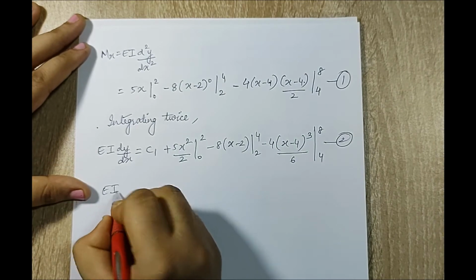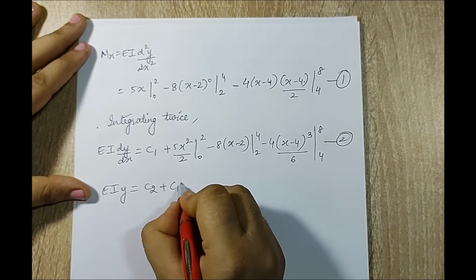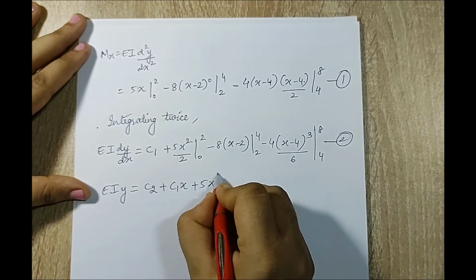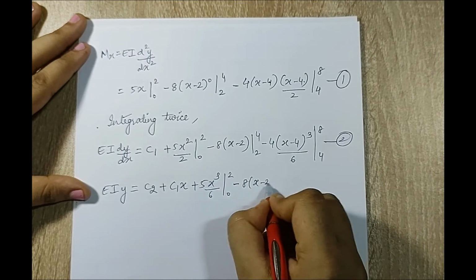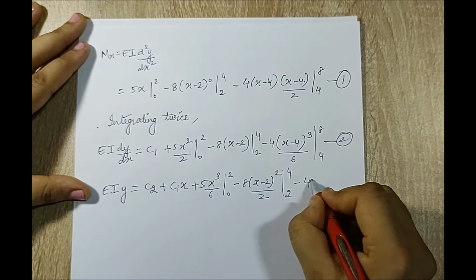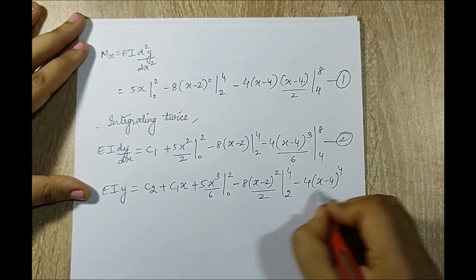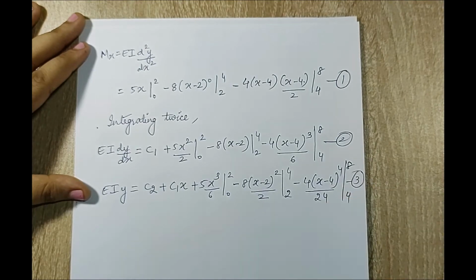Again, if I integrate, I get EIy is equal to constant of integration C2. This will be C1 into x plus 5x cube upon 6 from 0 to 2 minus 8 into (x minus 2) square by 2 from 2 to 4, and last term will be (x minus 4) raised to 4 upon 24 from 4 to 8. This is my third equation.